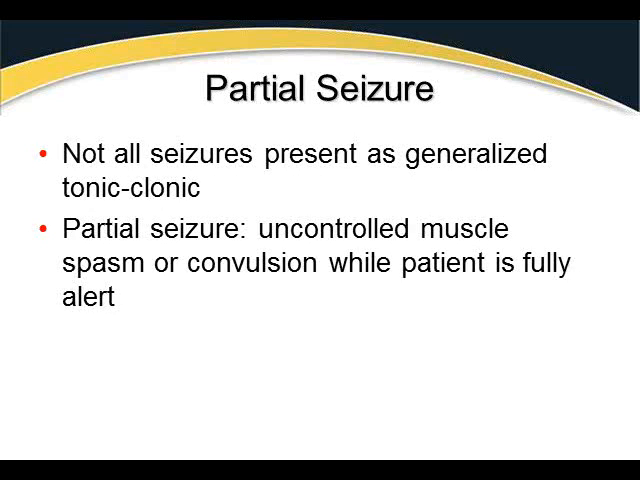We can also have partial seizures, and not all seizures are as generalized as tonic-clonic. You can have a partial seizure, an uncontrolled muscle spasm, or a convulsion while the patient's fully alert. People don't often realize that patients can be alert and then part of their body is doing something weird, and the other parts of their body are just fine. I went on a call once in which a person was having a seizure only on one side of their body because the actual electrical activity was focused only in one hemisphere of the brain. So on one side of their body they were seizing, the other side of their body they were not.